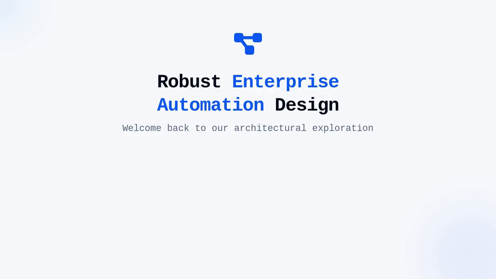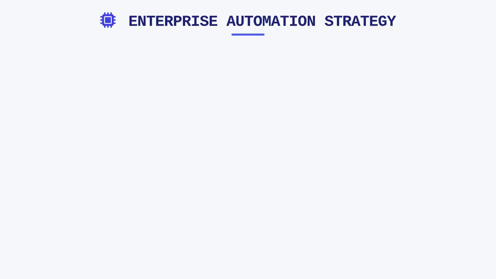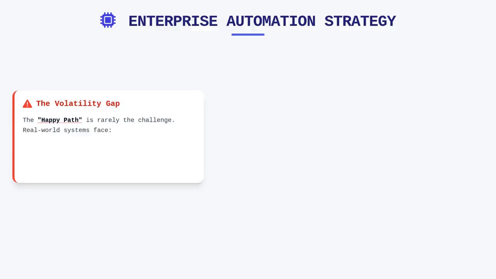Welcome back to our exploration of robust enterprise automation design. In this lesson, we will focus on the architectural necessity of standardized error logging and diagnostic frameworks. When we automate complex business processes, the happy path is rarely the main challenge we face as developers. Real-world systems are inherently volatile, prone to network latency, unexpected UI changes, or data validation failures that interrupt execution.